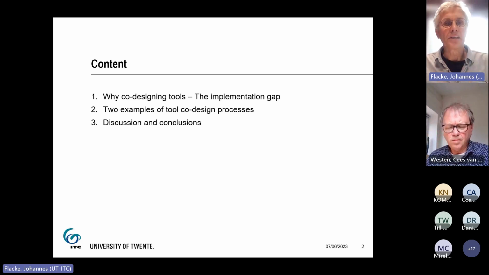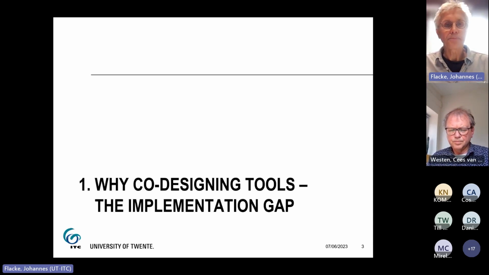Then I will present two examples of co-design processes that we organized in our lab in two different projects with different types of stakeholders. And I will wrap up my talk with a little bit of a discussion and conclusion, but I try to keep it short, but I'm open for more discussion and questions in the end.